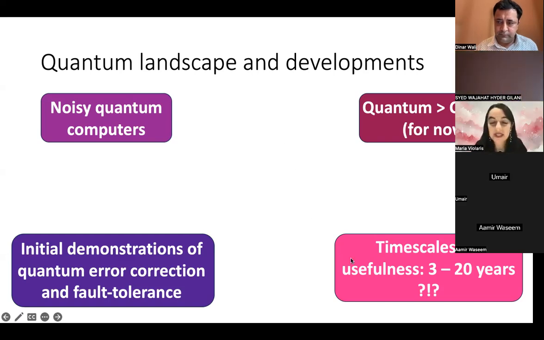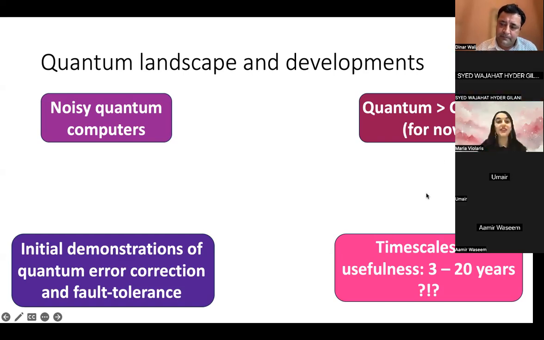And the timescale for the computers to become useful is honestly very unknown right now. So you'll hear some people say in 3 years they'll have done a useful application. Others will have a much more long-term view. They'll think we need the fault-tolerant ones, which are going to take a very long time to get good, and that will take a lot longer. So there's a whole range of predictions about how long it will take, and ultimately no one knows.